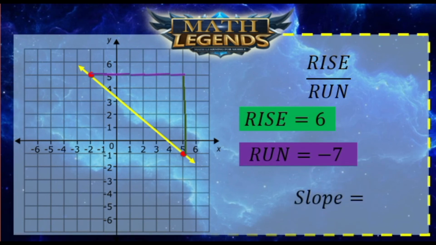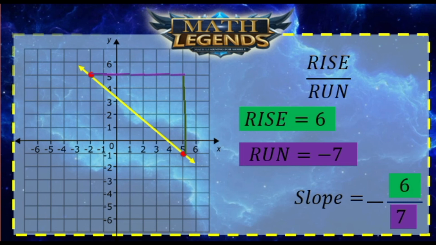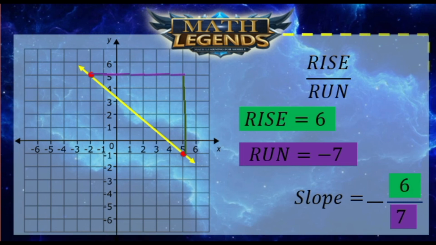For the slope now, we have 6, that is the rise. We have here negative 7 as the run. So therefore the slope will become negative 6 over 7.